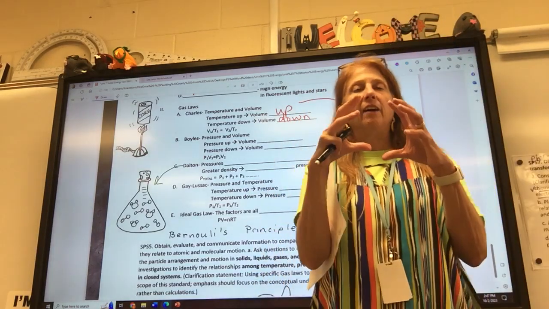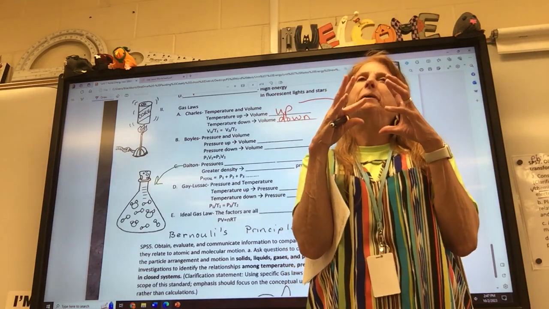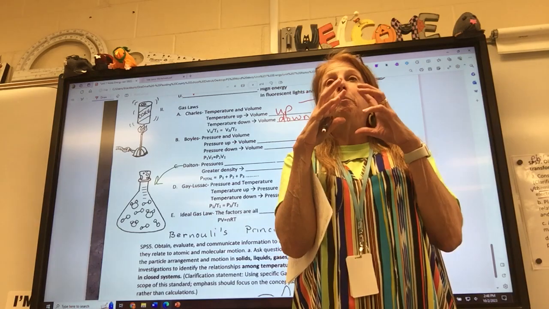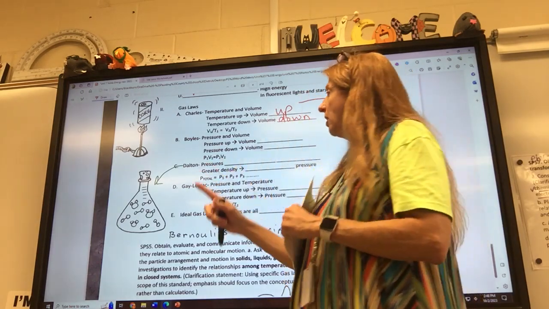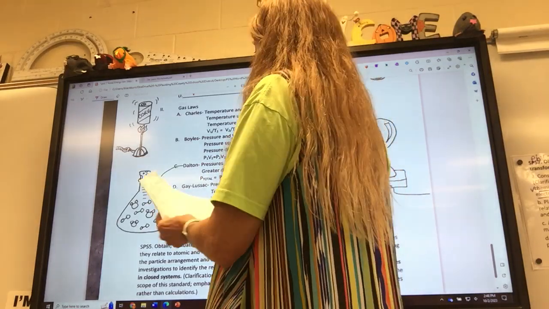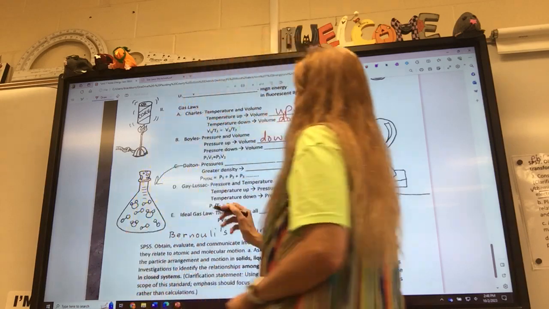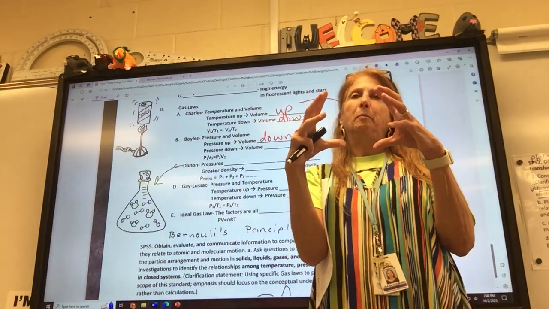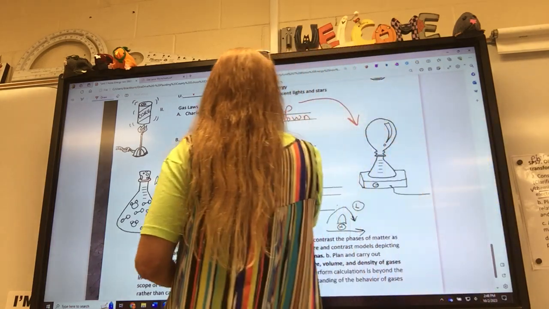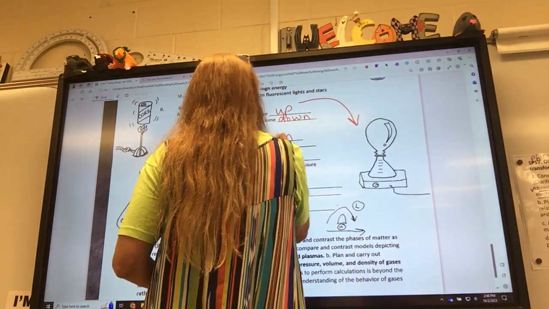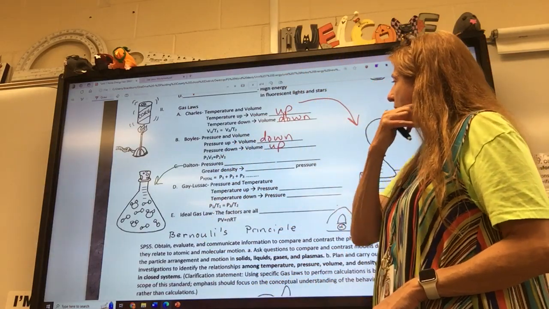Okay, the next one, Boyle's. Imagine I have a balloon and I put pressure on it and squish it really hard, and my hands are big and I'm really strong. Will the balloon get bigger or smaller when I squish it? Smaller. So if pressure goes up, volume goes down. I told you you would already know these. If pressure goes down, if I put my balloon in a vacuum, what's going to happen? It's going to go up. Pressure down, volume up. And the formula for that is pressure times volume equals pressure times volume, Boyle's law.